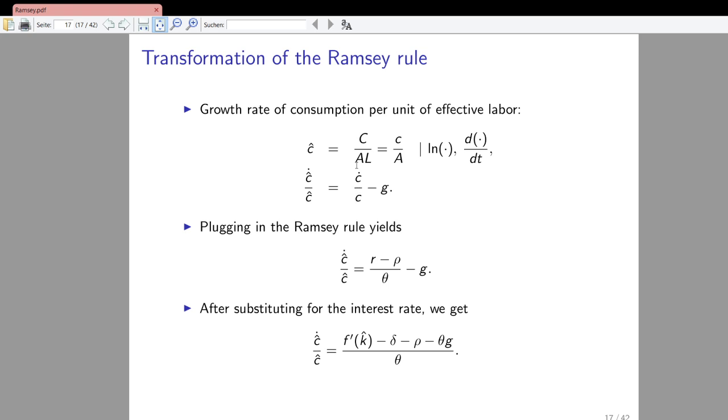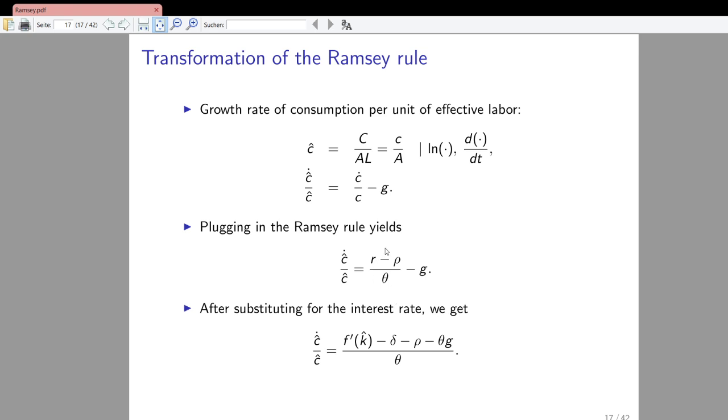And now we can plug in here the consumption Euler equation that we've derived above in the utility maximization problem, so in dynamic optimization, and that's again the interest rate minus the rate of time preference divided by the coefficient of the utility function, that is an indicator of risk aversion of households, or its inverse is an indicator of the elasticity of intertemporal substitution. Now if we plug that in, we get the growth rate of consumption per unit of effective labor, which is the same as the growth rate of consumption minus the rate of technological progress, as we see here.